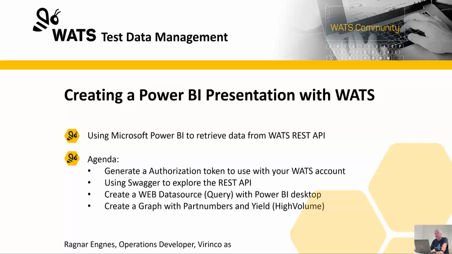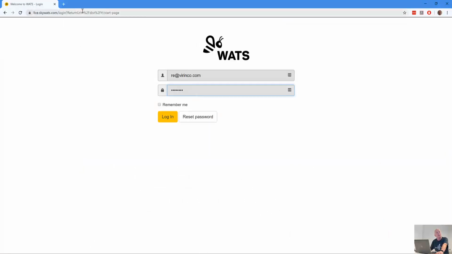I'm a developer at Virinko, and today I'm going to show you how you can use Power BI from Microsoft to present data from WATS. I'll be showing you step by step how you can generate a token which enables Power BI to access your WATS account. Then we're going to use something called Swagger to explore and see what's in the REST API. Then we switch over to Power BI and we design the query which pulls out your data. And then we're going to create the graph showing the different part numbers and the yield for, let's say, the 30 last days.